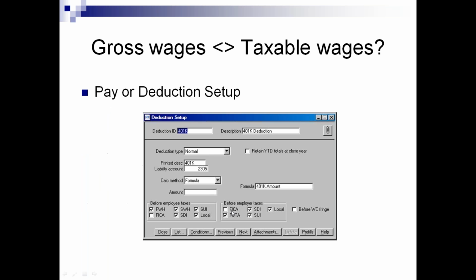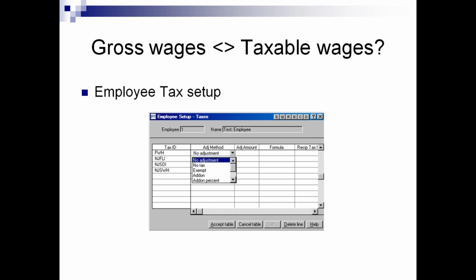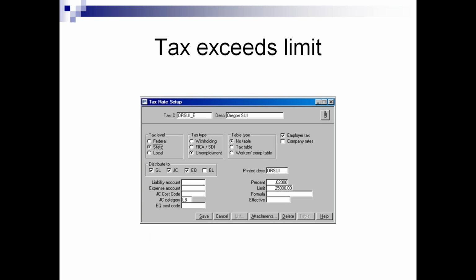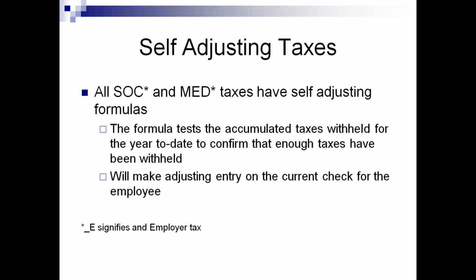Okay, so we talked about deduction setup. This is also true on pays. You may have a pay that was set up that was marked incorrectly as far as the taxing is concerned. Again, we can correct that, and then Recalculate Subject 2 will rebuild those fields. Okay, we talked about the tax setup. We talked about the limit, maybe even the percentage being incorrect.